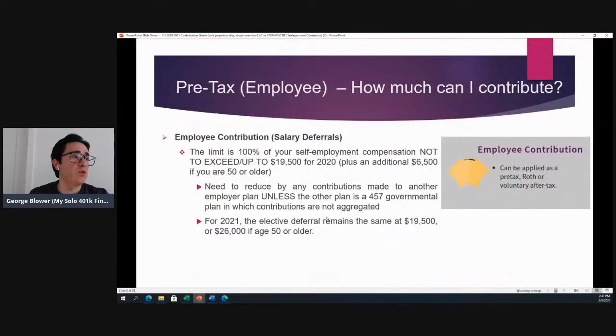So that's where this slide comes into play. 100% of your self-employment compensation up to $19,500 for 2020, or an additional $6,500 if you're 50 or older. Need to reduce by any contributions made to another employer plan. So that's the salary deferral limit.